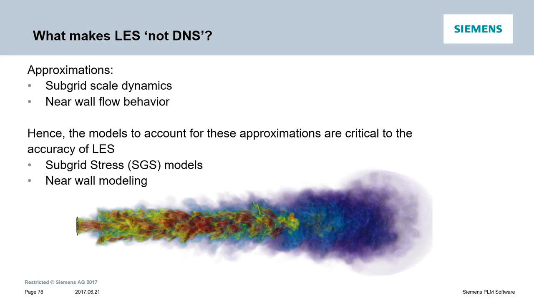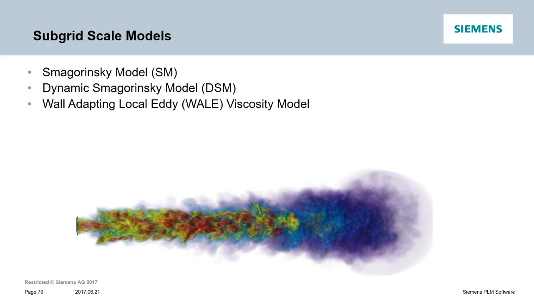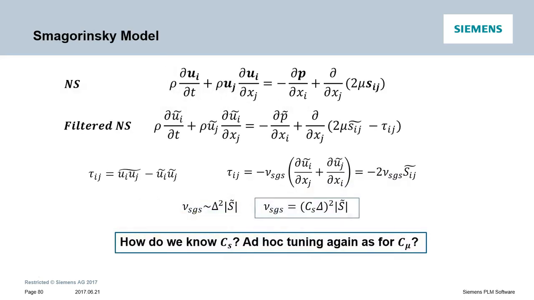The most popular subgrid stress models are the Smagorinsky model, the dynamic Smagorinsky model, and the wall adapting local eddy viscosity, or WALE, model. The Smagorinsky model is by far the oldest and best known subgrid scale model. So it can be considered as an LES version of the mixing length of Prandtl.